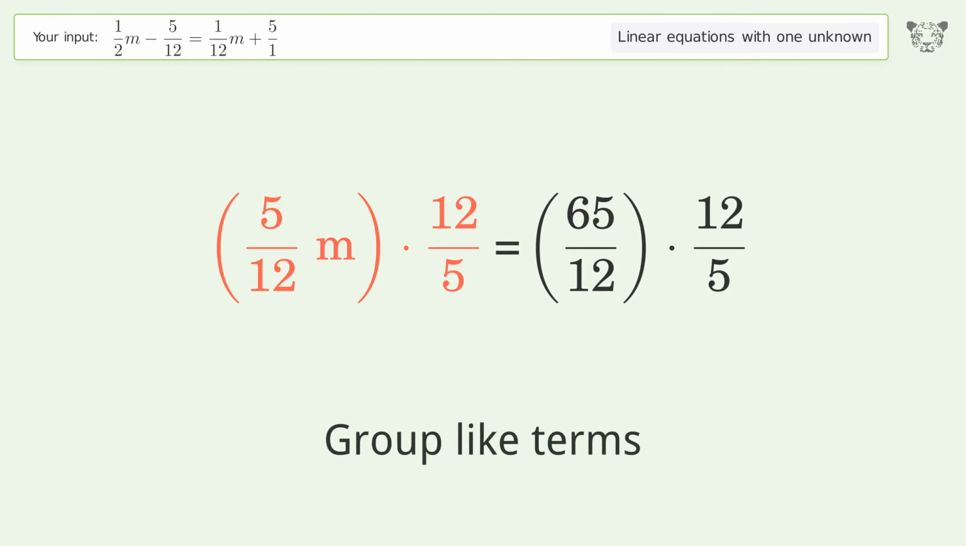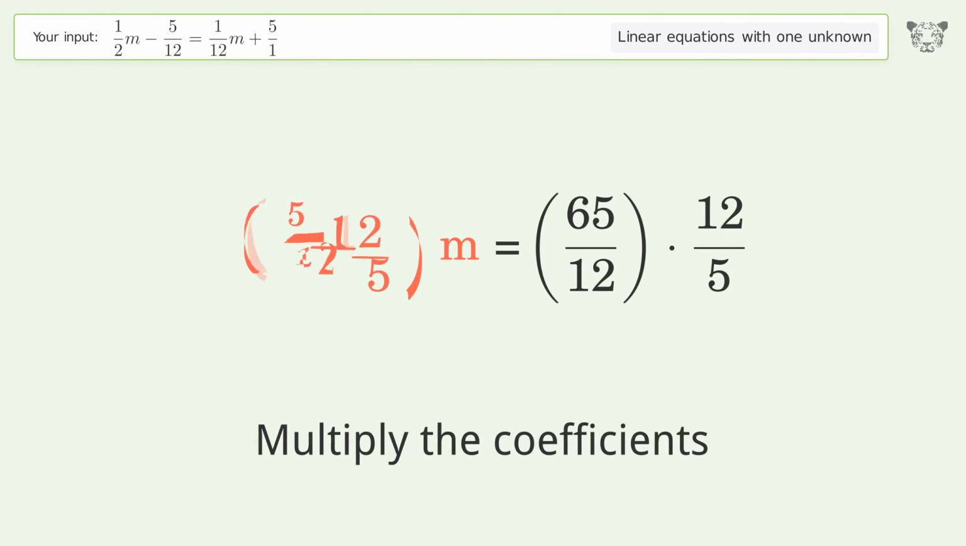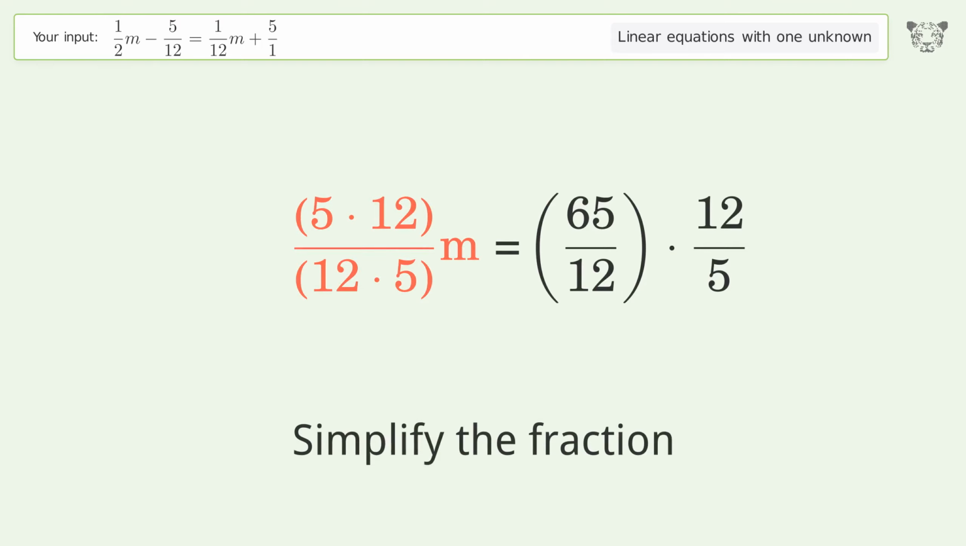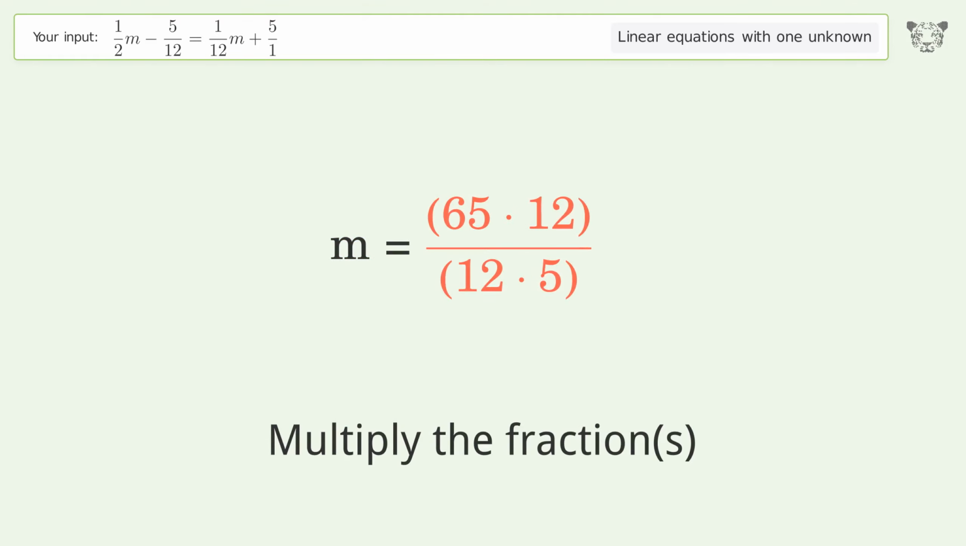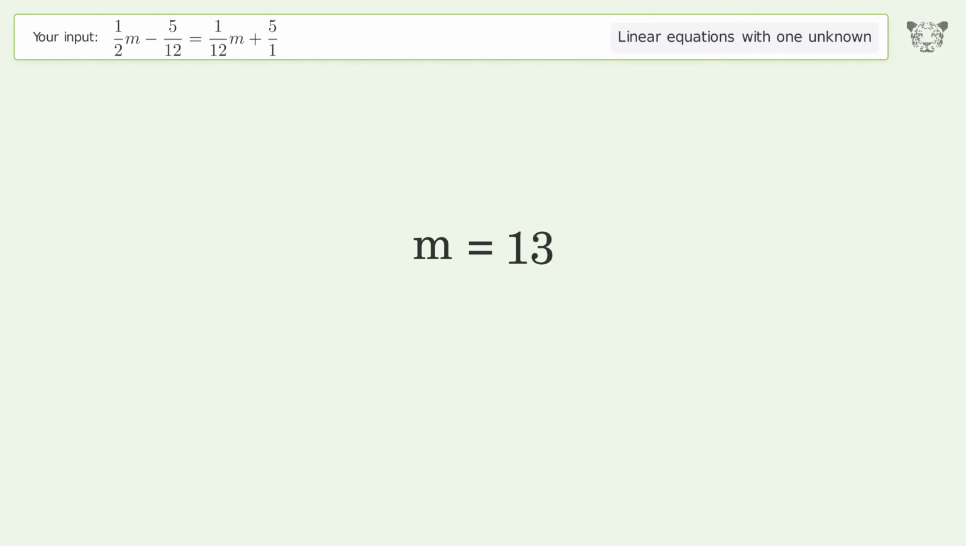Group like terms. Multiply the coefficients. Simplify the fraction. Multiply the fractions. Simplify the arithmetic. And so the final result is m equals 13.